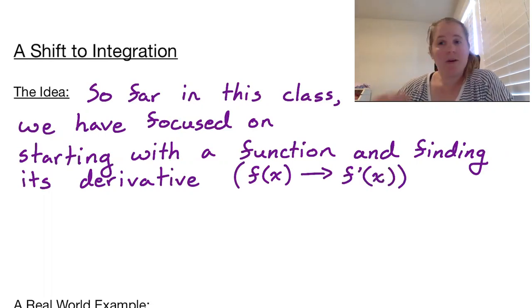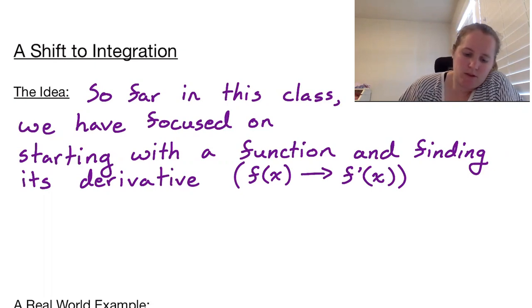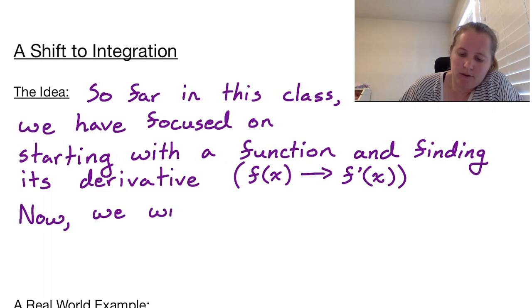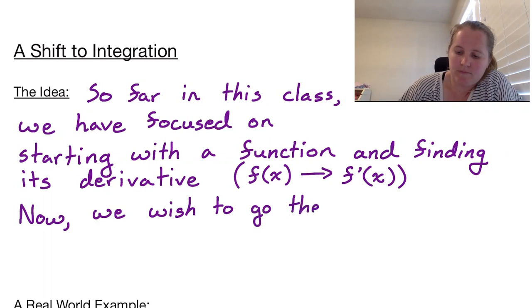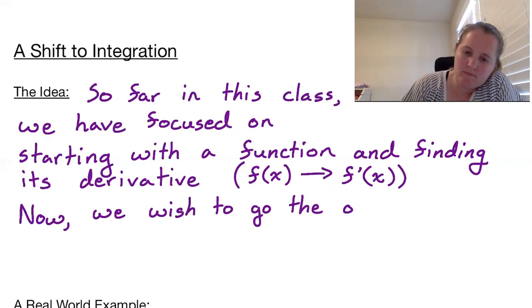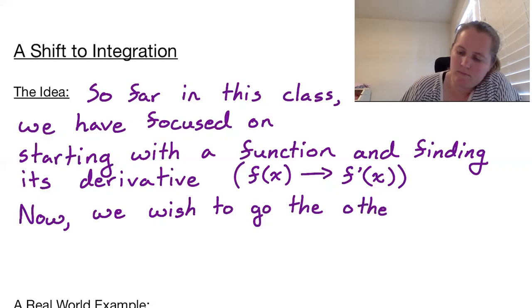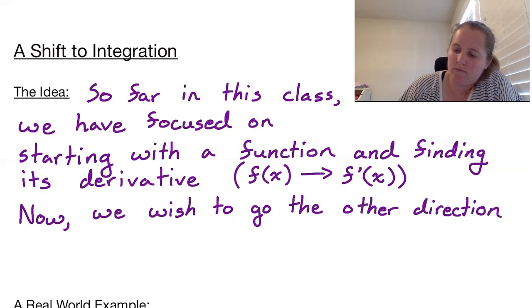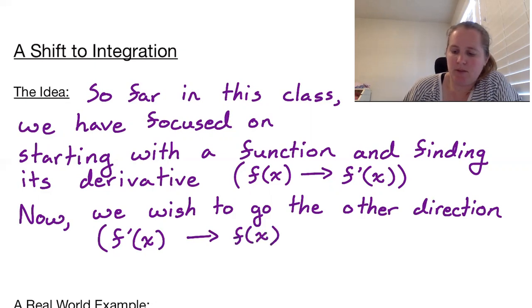Okay. Now we want to go the other direction. So now we wish to go the other direction. So we want to start with f prime of x and somehow figure out what f of x could be.